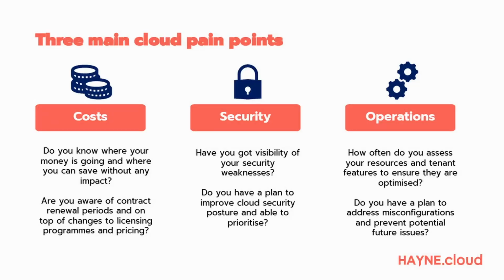In terms of operations, how often do you assess your resources? By that we're talking about how often do you check if they're optimized? Have you got the right things deployed in the right places? And do you have plans to address misconfigurations to prevent potential future issues? Staying on top of misconfigurations in Azure and 365 and all the feature settings that come with it can help prevent potential reliability issues in the future and make sure that your people have what they need in the right place at the right time and that it's working optimally.